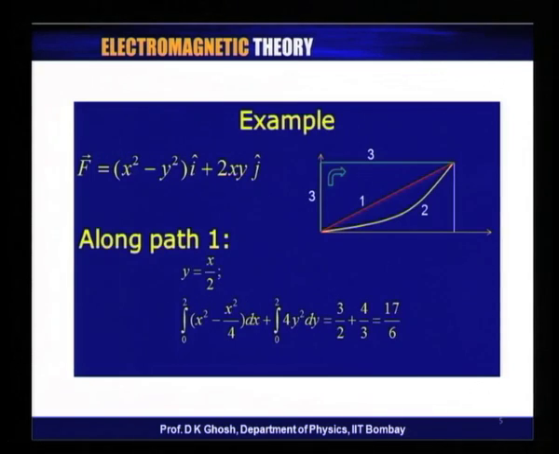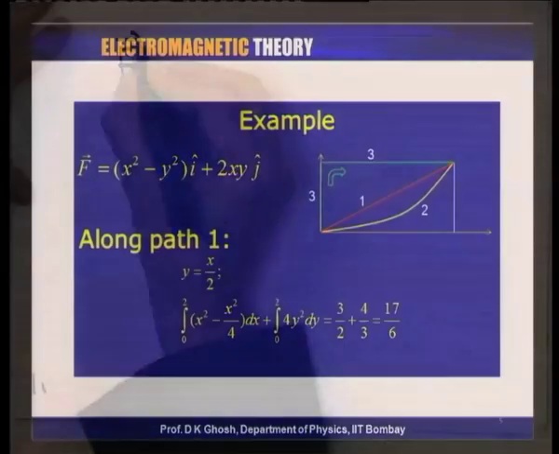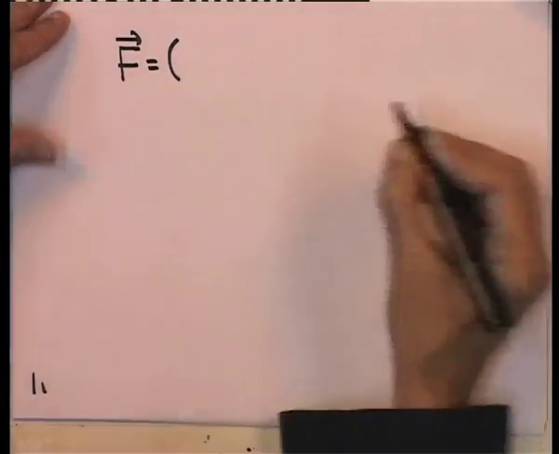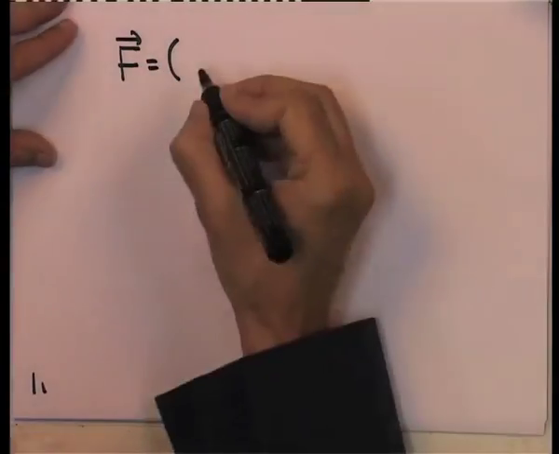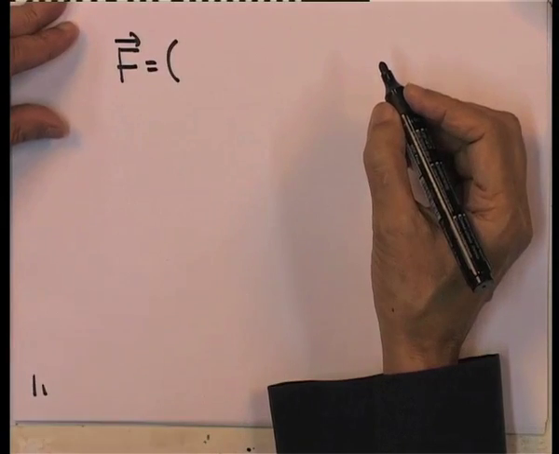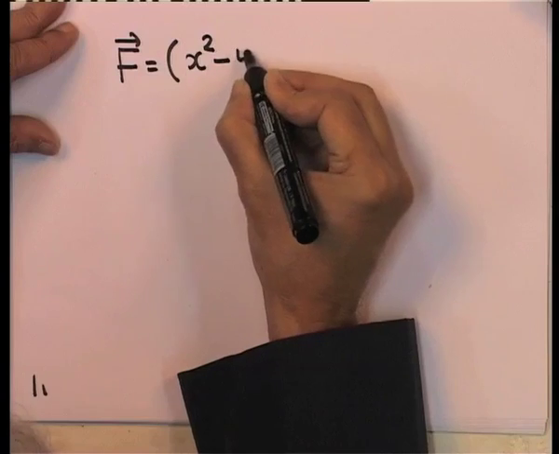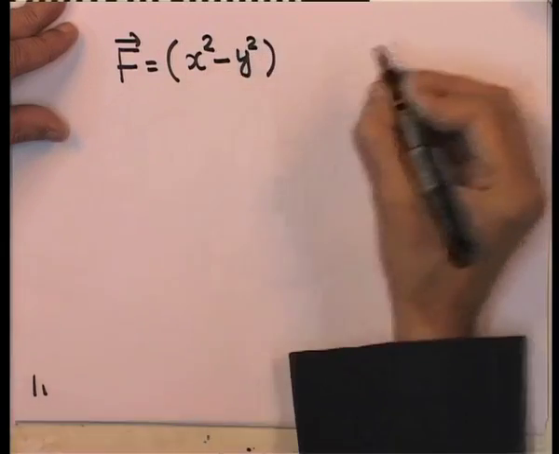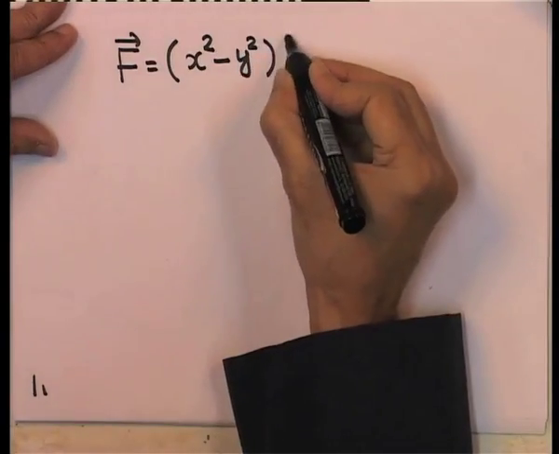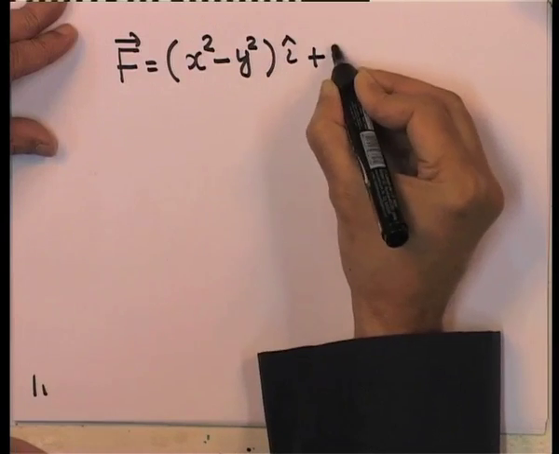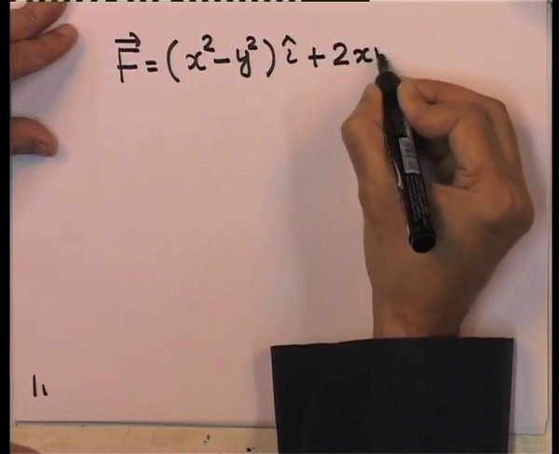Now, let me start with an example. So, for instance, I have given here a force which is written as f is equal to, now I have taken it in two dimensions, one could easily extend the curve to three dimensions, but let me illustrate this by taking a force whose x component is x square minus y square and whose y component is 2 times x y.